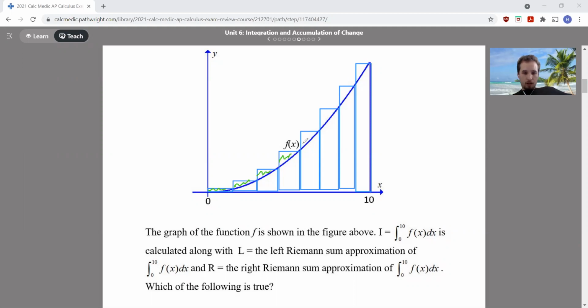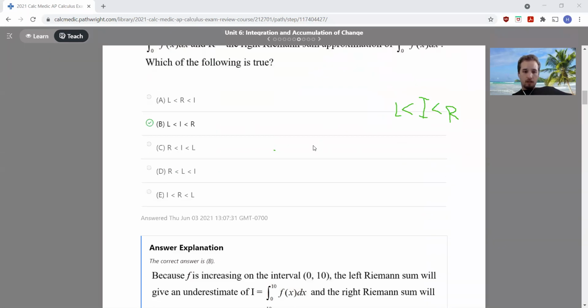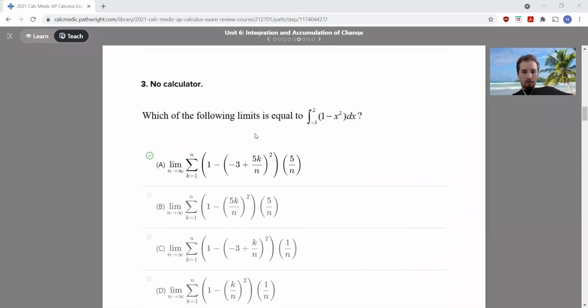All this over approximation. So we know that right is going to be greater than the exact area, and exact area is going to be greater than L for an increasing function. And this is true for all strictly increasing functions. So we're going to get L is less than I, the exact, and I is less than R, because R is an over approximation, L is an under approximation. And that's why we get this. Okay, on to the next one.